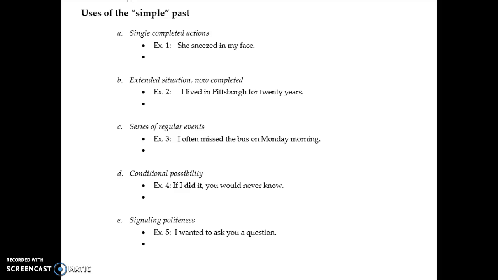We use the simple past for single completed actions. She sneezed in my face. I wrecked my car. Something that is single and completed. But we also can use simple past when it's an extended situation that is now complete. For instance, I lived in Pittsburgh for 20 years. We can also use simple past for a series of regular events that occurred in the past, like I often missed the bus on Monday morning.